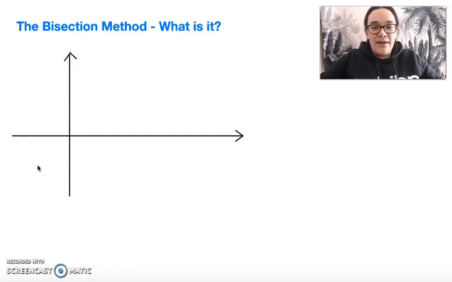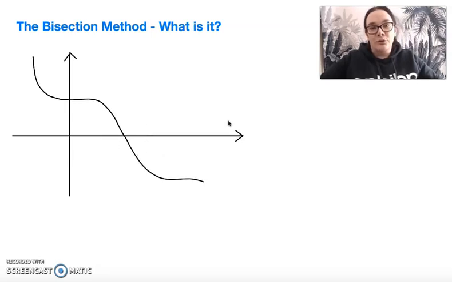So let's say we have a function, and it's doing lots of different things, but it does go through the x-axis at some point. So we've got our x and our y-axis. And we are obviously pretty interested in whatever's happening at this point. That's the solution we're trying to find.